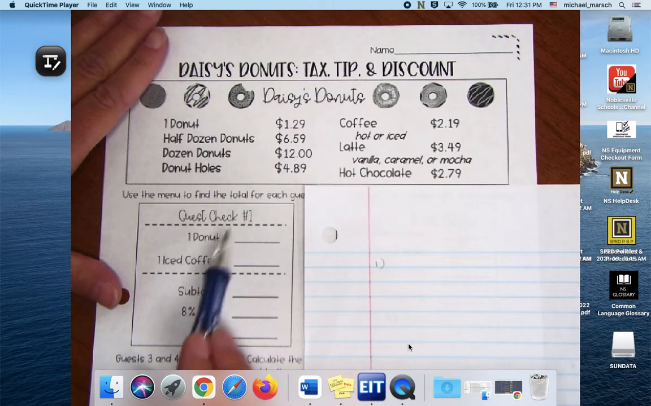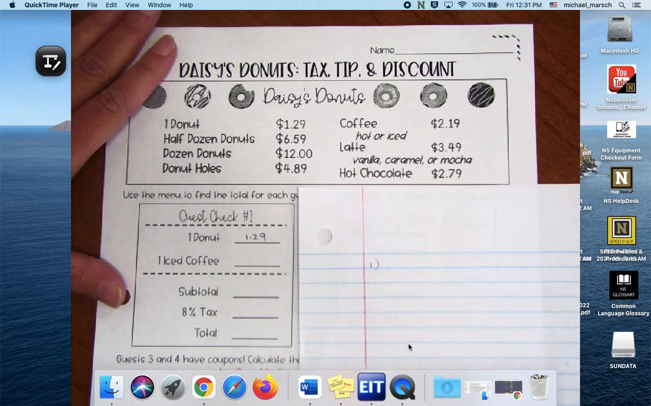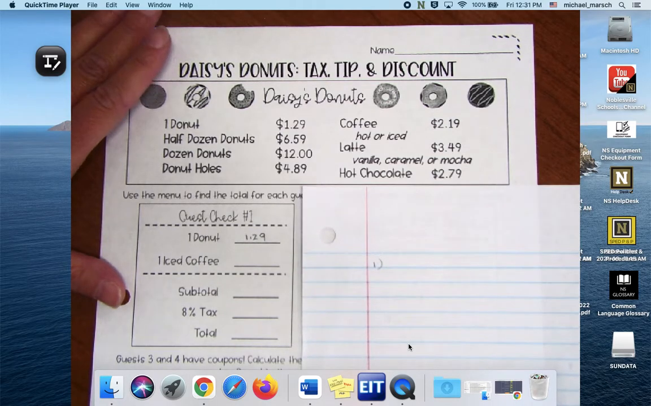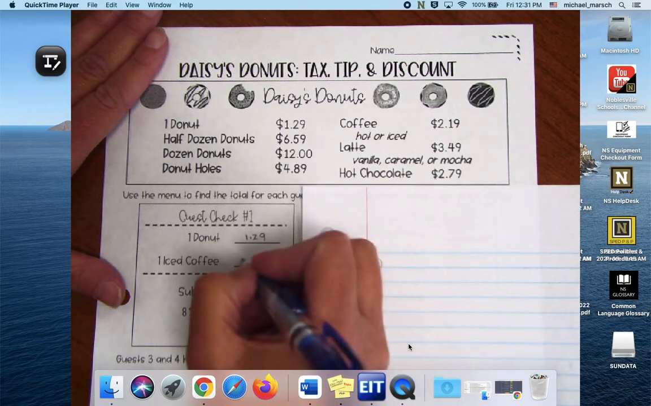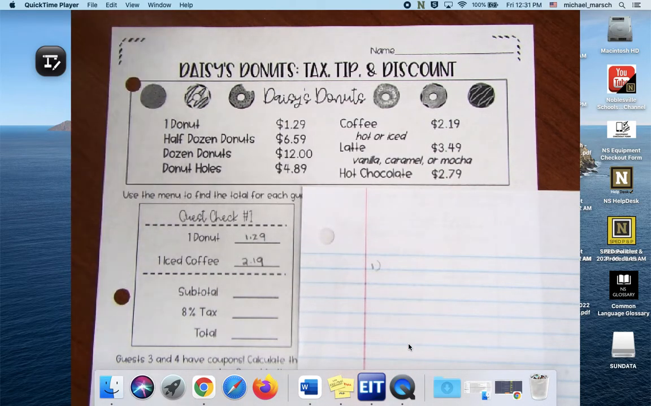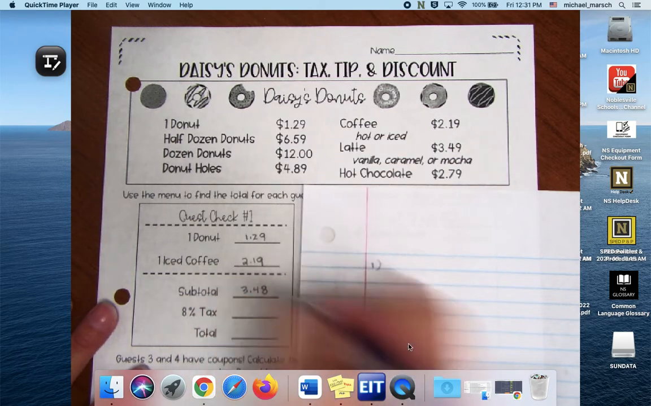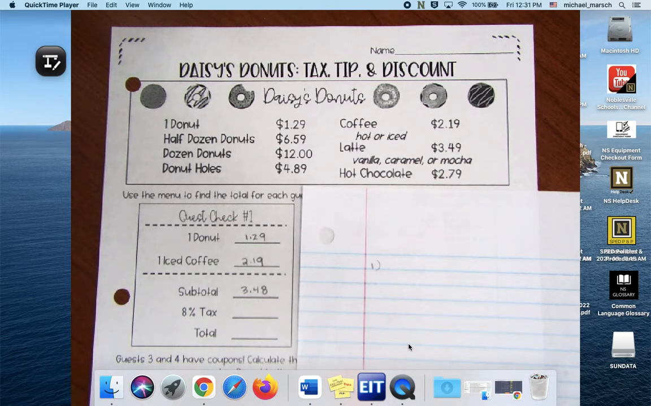First, we need to figure out how much a donut costs, which is $1.29. And an iced coffee, which is $2.19. We add those up, and we get $3.48. And now we need to find the 8% tax.